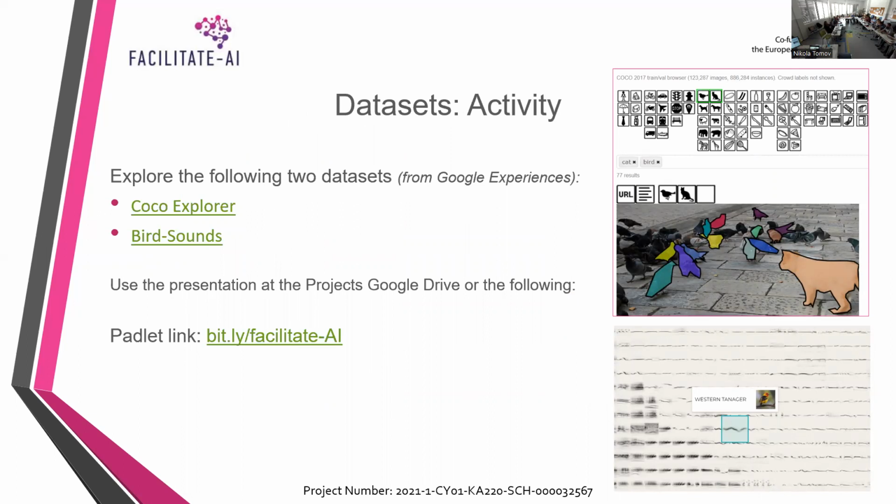So I want to do our first activity. In our Padlet, if you have opened our Padlet, there are two big data sets, with thousands, millions of data. The first is the well-known Coco Explorer, and the second is bird sound. Try to play with this, to search, and if you want, we can discuss how we can use it in our classroom. Okay, we can work in groups. Okay, if you want 3 or 2, and you can ask anything.